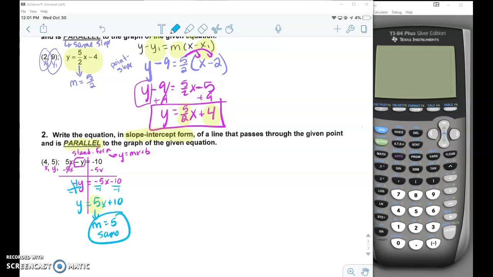We now have a slope, and we have a point. So we are going to use point-slope form of an equation. Y minus y1 equals m times x minus x1. Y minus the y value from our ordered pair is 5, equals m, our slope, 5, parentheses x minus the x value from our ordered pair is 4.